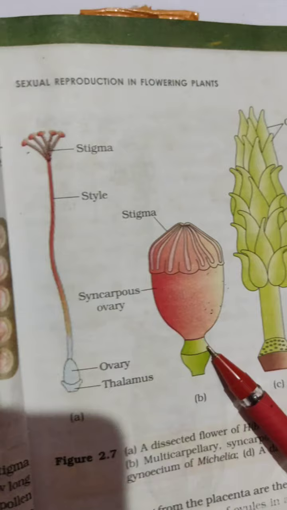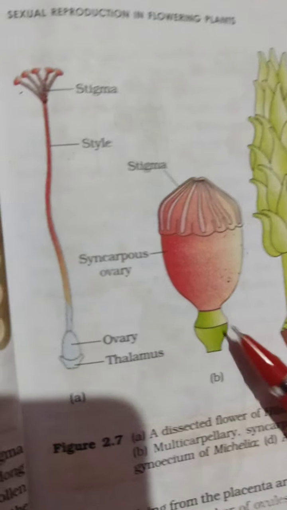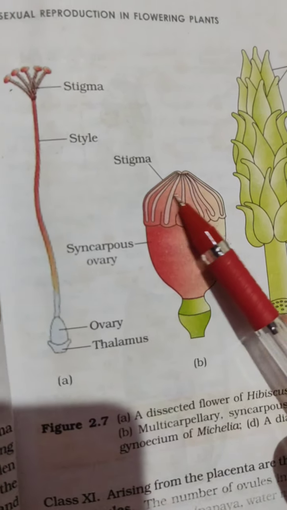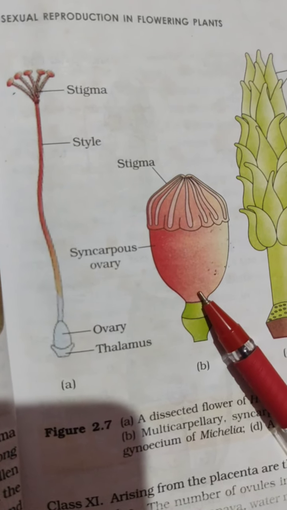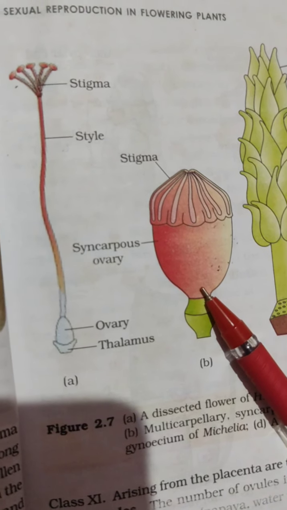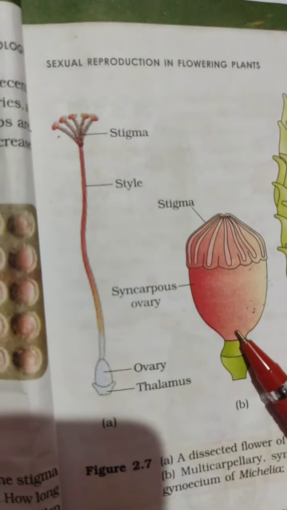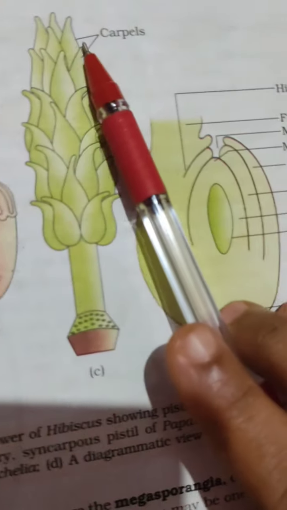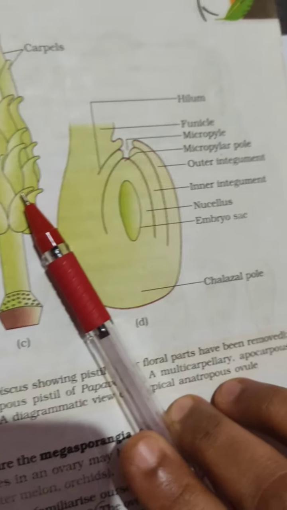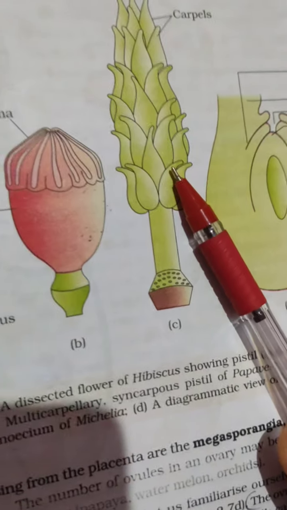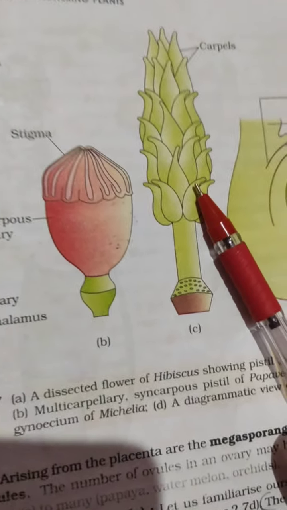In multicarpellary, the pistils may fuse together, that is syncarpous. Its example is Papaver. Or in the free form, that is apocarpous, for example Michelia, in Malayalam, Chembagam.